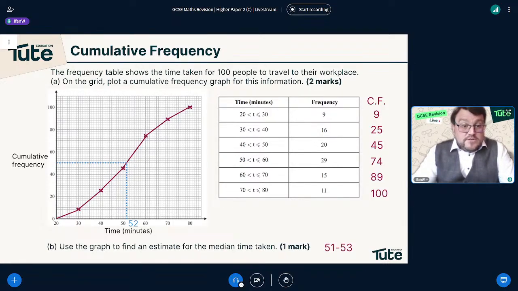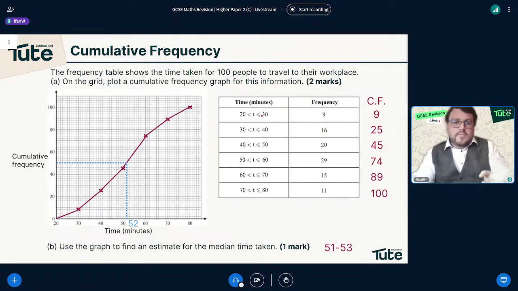And the second part is use the graph to find an estimate. It's an estimate because you can't tell what these 9 pieces of data are. They're just between 20 and 30, so it is an estimation. Remember, median is the middle, right? So you're finding the position of your middle.